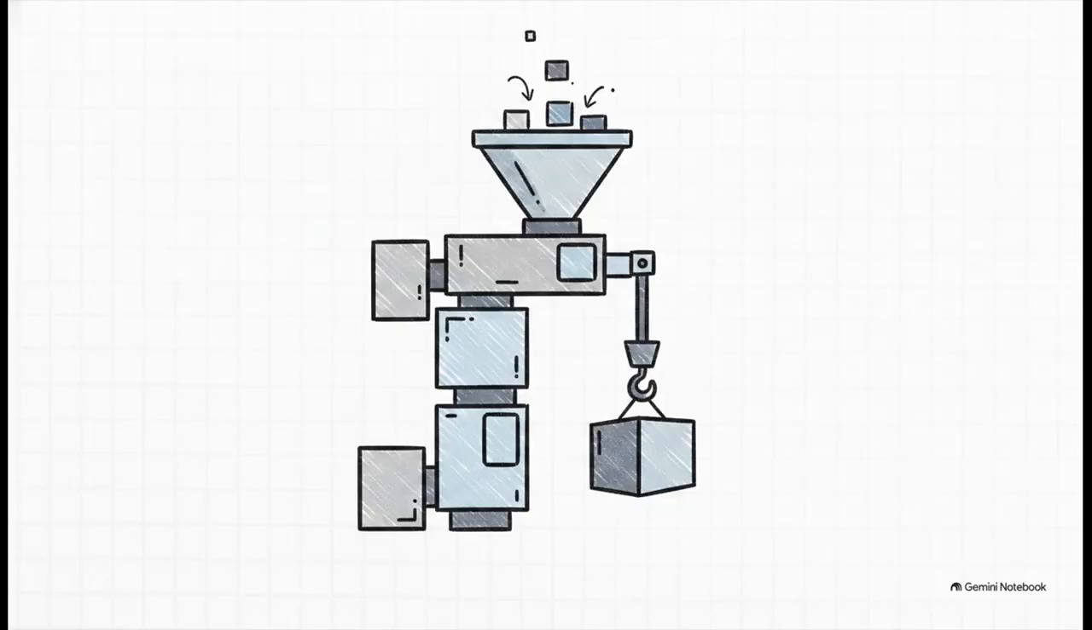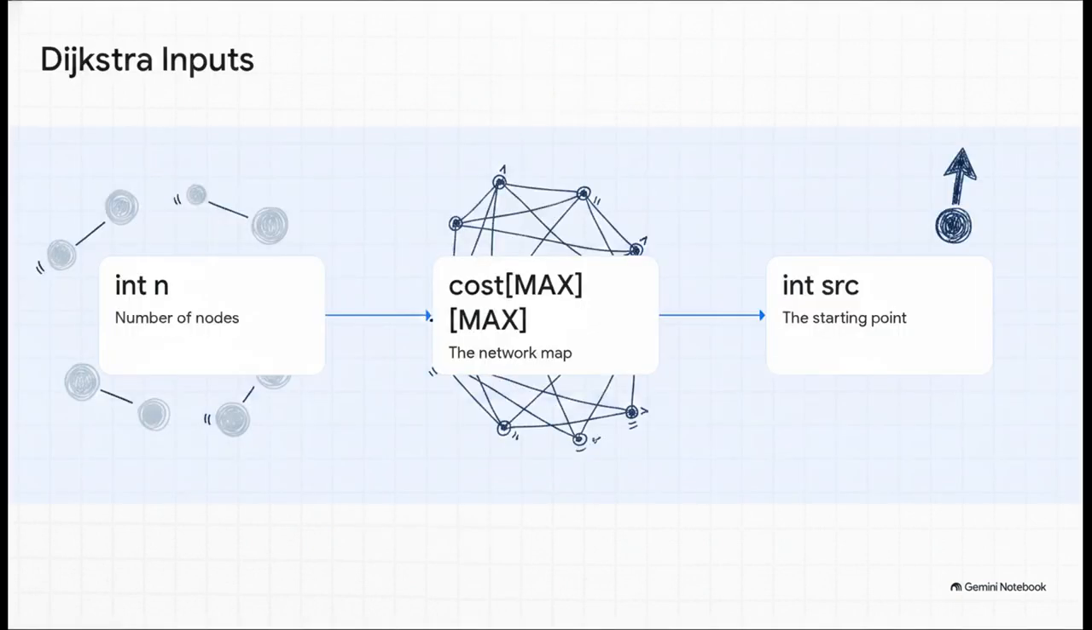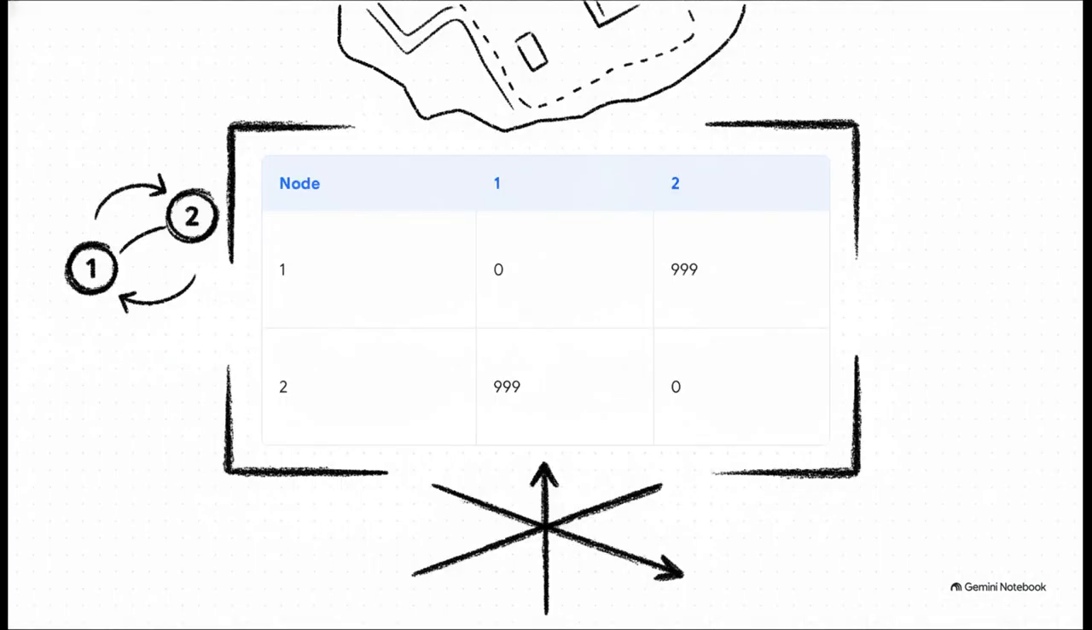Anatomy of the algorithm. Next, we need to define the abilities of our main player, the actual Dijkstra function itself. The function signature takes 3 specific, non-negotiable inputs. Step 1 is integer n, which is the total number of nodes or locations in our specific run. Step 2 is integer cost[MAX][MAX], which serves as the map of the network showing the effort it takes to travel between locations. And step 3 is integer src, standing for source, which tells the program exactly where we're standing right now.